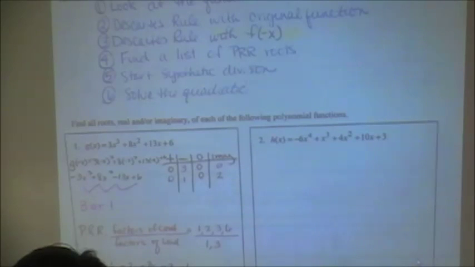When it's a negative lead coefficient, do we need to make the factors of it negative? You use both the positive and negative values anyway, so. Oh, that's right.